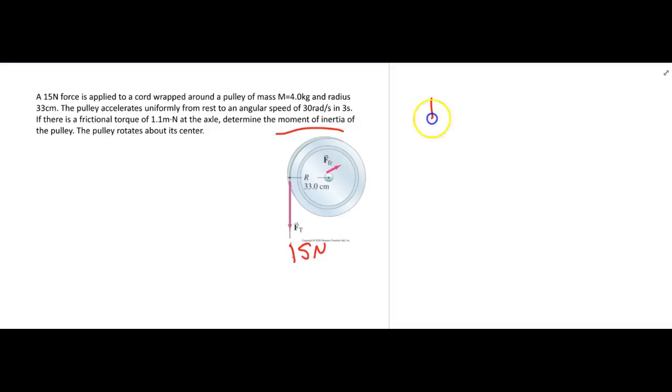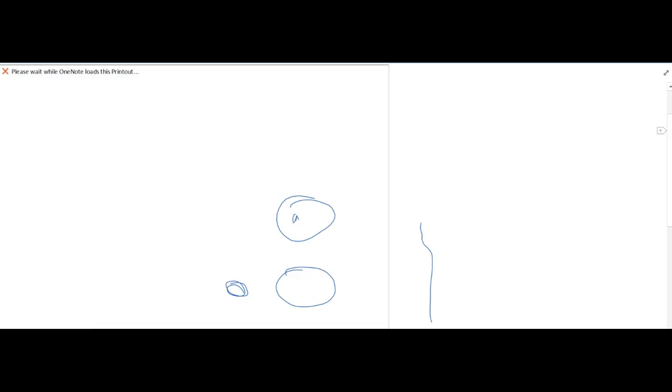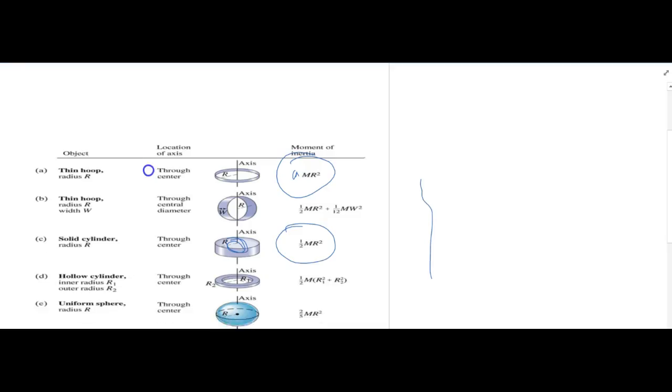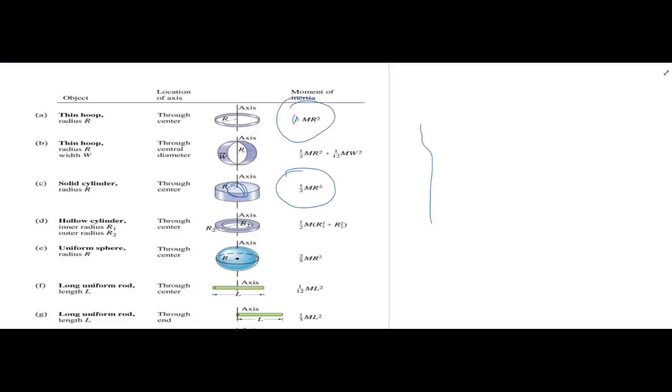So I could do I equals, well, if it was a point particle, I equals mr squared. Right? This is not. This is a pulley. The mass is all evenly distributed. Next, maybe I could look at this chart and see if they have anything that would work in this one. Well, the pulley looks a little bit like a solid cylinder. But is it exactly a solid cylinder?